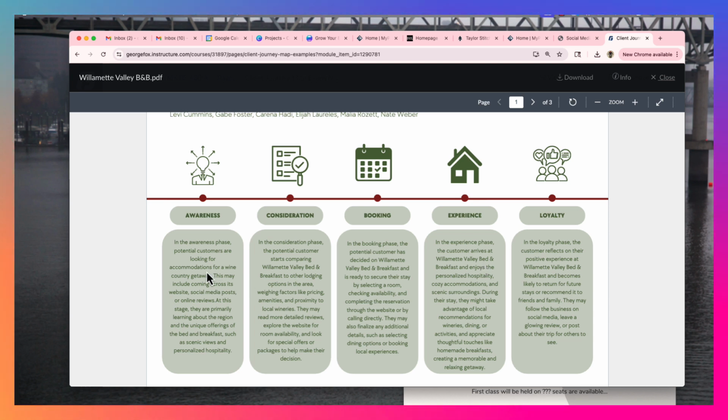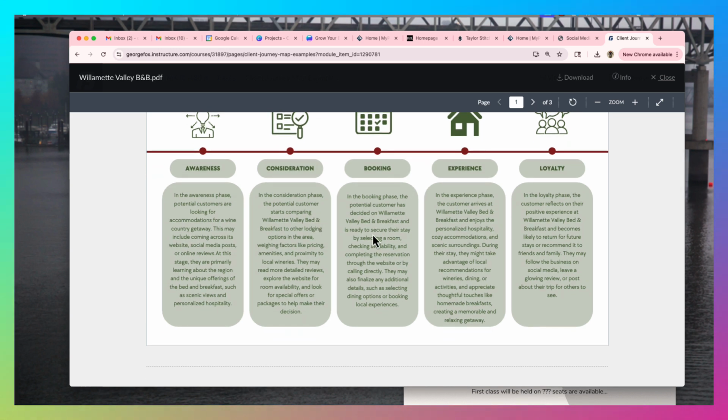So they chose awareness, consideration, booking, experience, and loyalty. This one is very unique, but it is supposed to be categorized for the business they're working with. Also, experience is very unique. So you need to figure out what 5 steps you're using and then giving me a definition thereof.